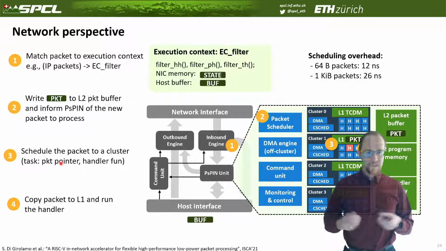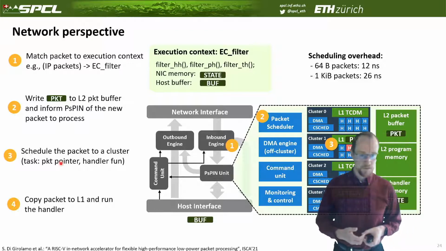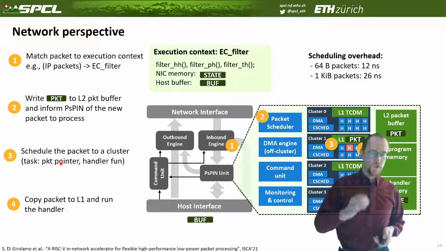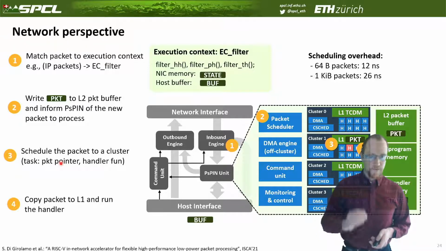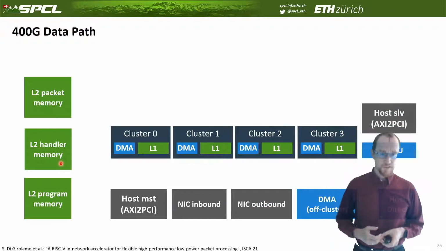So the whole scheduling overhead, for very small packets, is about 12 nanoseconds. For slightly larger packets, because it needs to copy these packets, of course, it's about 26 nanoseconds. So it's within tens of nanoseconds that I can invoke a function on a core on the PSPIN unit. That's the time it takes to just get to the core. But what is most important is actually the data path.